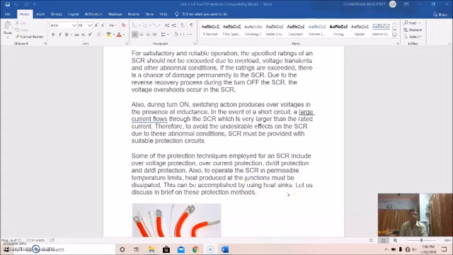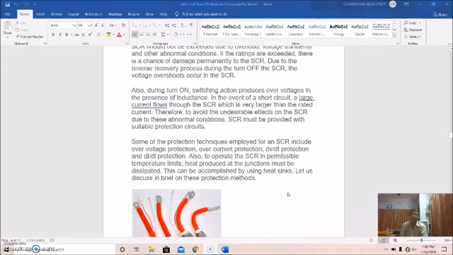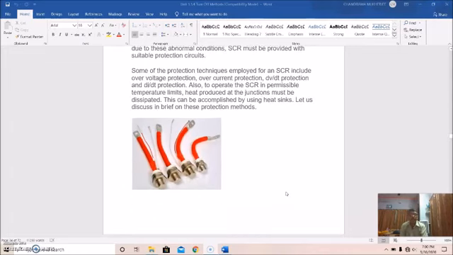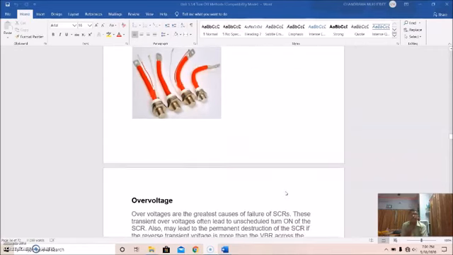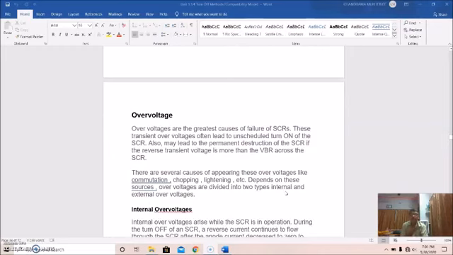Also, to operate the SCR within permissible temperature limits, the heat produced at the junctions must be dissipated. This can be accomplished by using heat sinks. A heat sink enables the heat generated at the junctions to be dissipated. Now we will discuss, in short, the different protection methods. First of all, we talk about overvoltage.